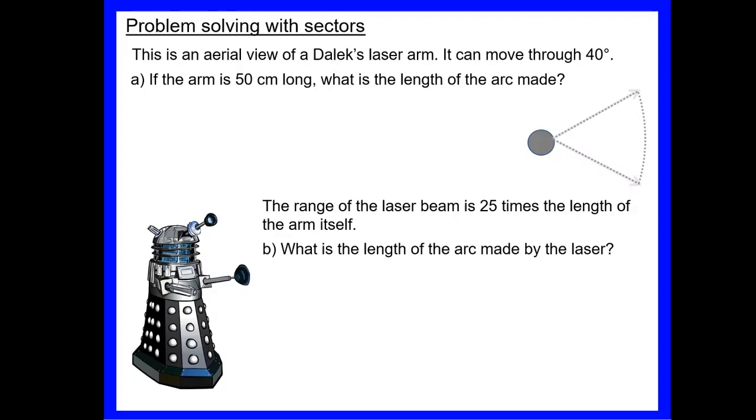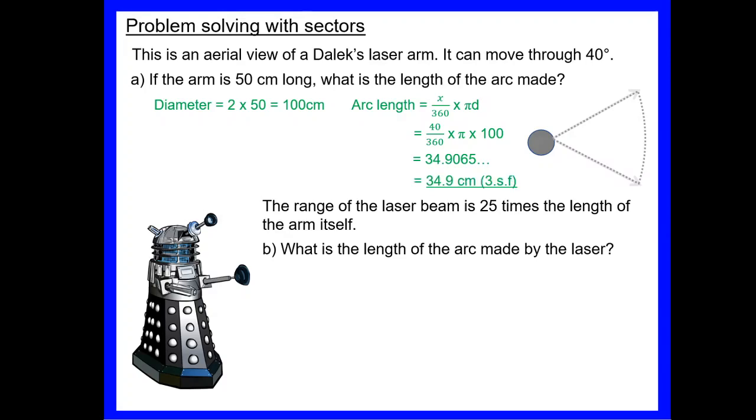Okay, so we know our angle is 40 degrees then, so that's this angle inside here, and we know the radius of the arm is 50 centimetres long. So we can use that to find our arc. So remember, we need the diameter, which is 100 centimetres, and our formula is our angle out of 360 times the circumference of the circle, which is pi times the diameter. So our angle x is 40, so 40 out of 360 times pi times our diameter of 100 is 34.9065, and again round appropriately, 34.9 to 3 significant figures.